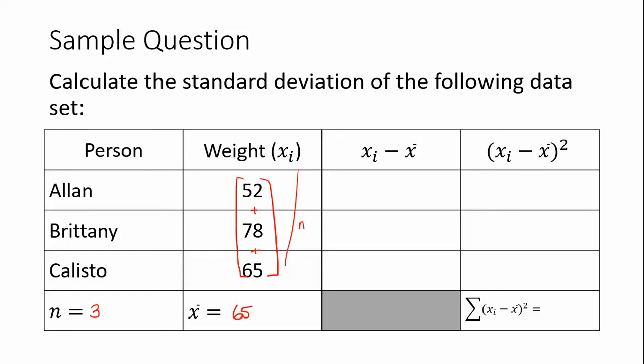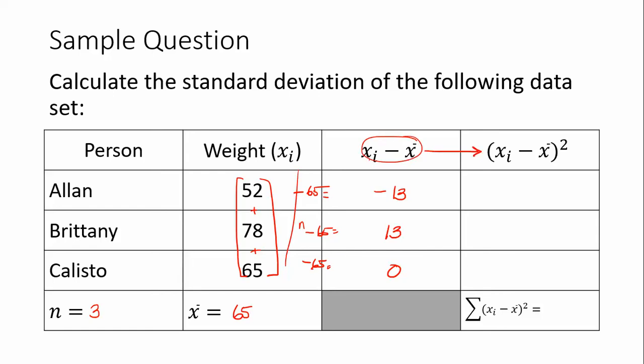The next thing I'm going to do is for each individual data point, I need to take that data point and subtract the mean from it. So basically, it's like I put minus 65 after each of these data points, and that will give me these numbers: negative 13, 13, and 0.